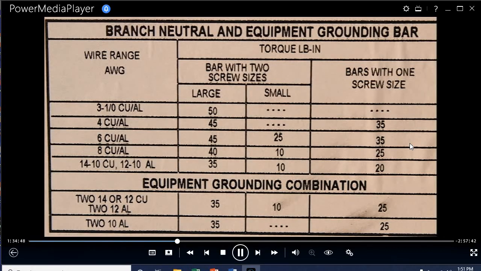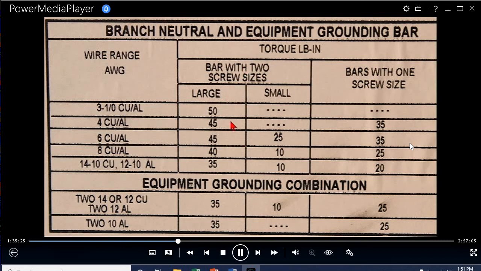Let's take a look at this graphic here. 3 to 1/0, large, bar with 2 screws. The torque in pound-inches is 50. Bars with 1 screw. So this will be coming out of a panelboard, different kinds of grounding bars. Here again it shows you the number of conductors. Here's our torque, depending upon the size of the screws. That's bars with 2 screw sizes. Some of your bars have a big screw and a small screw, and then some of the bars, all the screws are exactly the same size. So it's just differentiating for you.